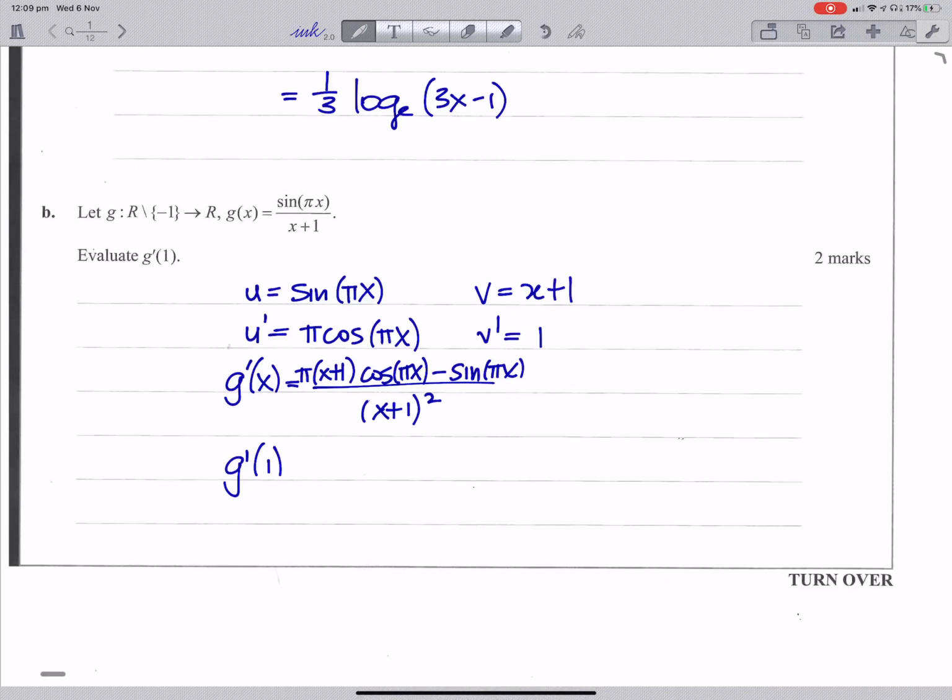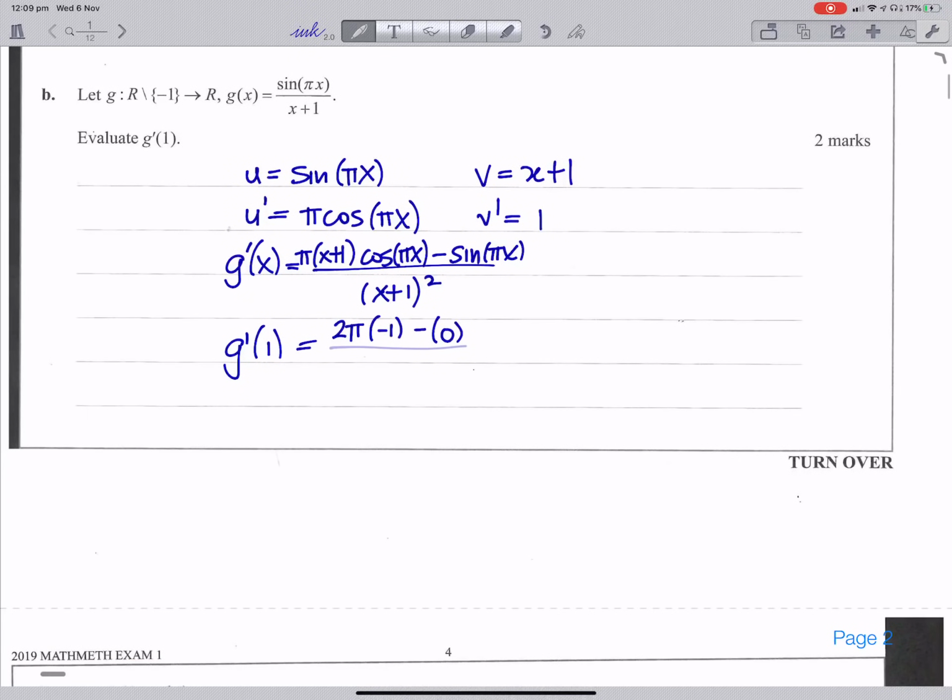So g dash of 1, 2 pi. What's cos of pi? Cos of pi is negative 1. Sine of pi is 0. All on, when we sub 1 into that, we're going to get 2 squared, which is 4. So we get negative 2 pi on 4, which is negative pi on 2.